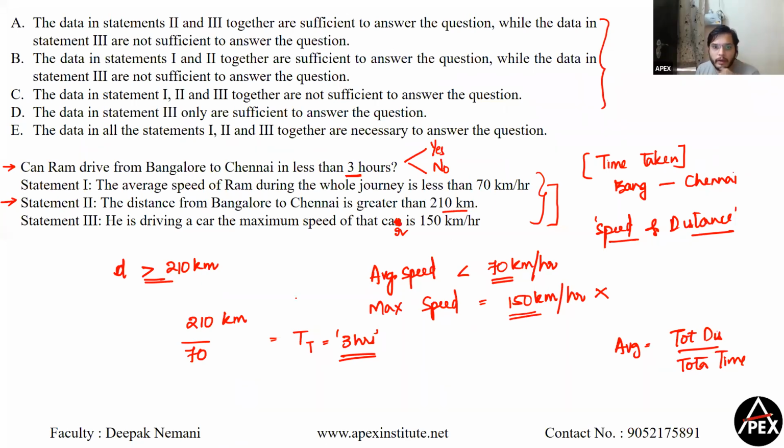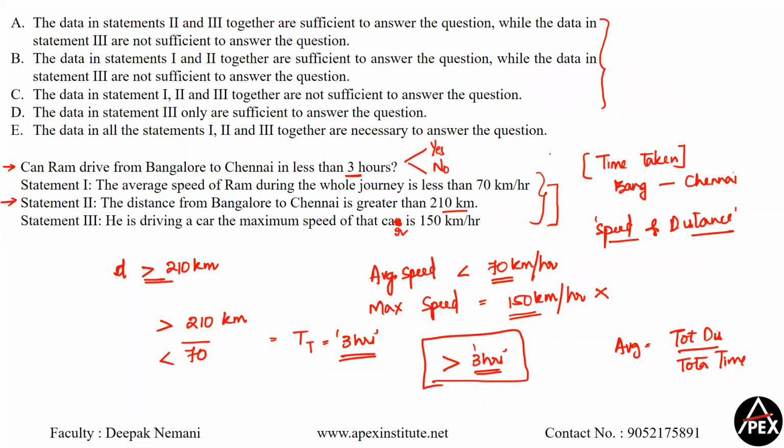Now, if the distance is 210 and the average speed is equal to 70, then the time is 3 hours. But is the distance 210? No, greater than 210. Is the speed 70? No, less than 70. Now what can I say? Distance by speed will obviously be greater than 3 hours, because distance is more than 210 and average speed is less than 70. So distance by average speed will be greater than 3 hours. Now, do we have a definite answer for this question? If I consider statement 1 and statement 2, do we have a definite answer? Yes, we have a definite answer. What is that answer? No.